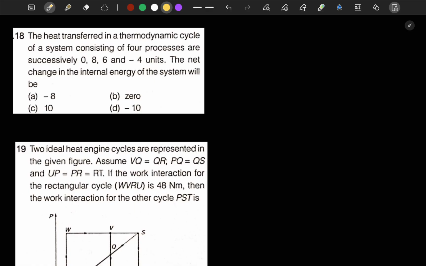The heat transfers in a thermodynamic cycle of a system consisting of 4 processes are successively this, and this. Net change of internal energy of the system will be. Since it is mentioned that it is a thermodynamic cycle, and it has also asked about the change in internal energy of the system, internal energy change is 0 in case of a cycle. So you can choose option B.